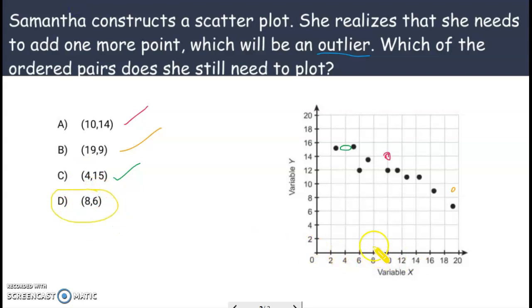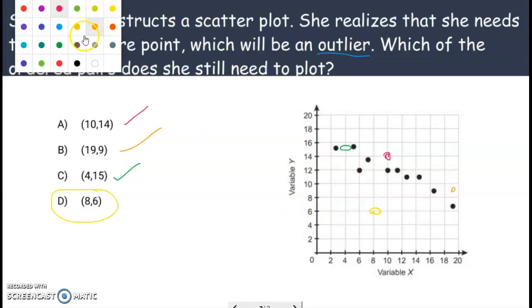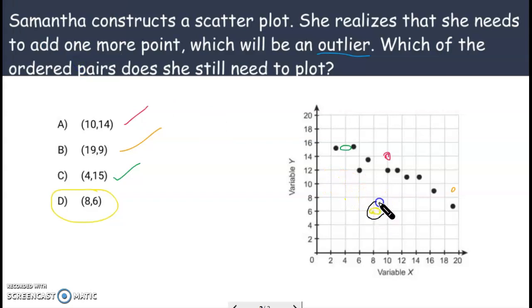8, 6. If we do 8, 6, yep, and look at that. Here's 8, 6 here in yellow. Let me accentuate that a little bit. Yeah, 8, 6, our outlier seems to be the one that's kind of away from most of the data. That's what you call an outlier.